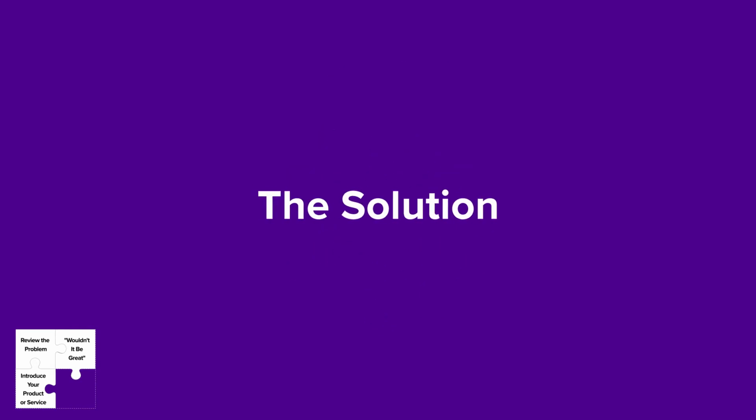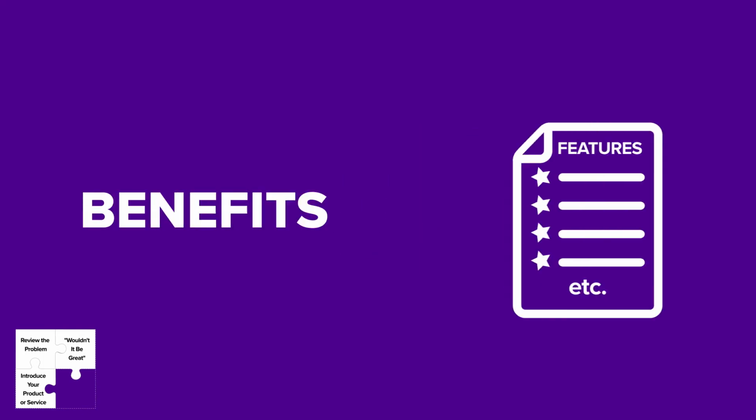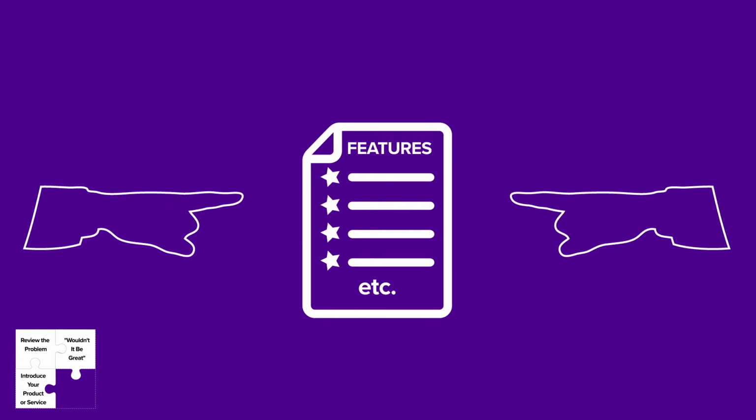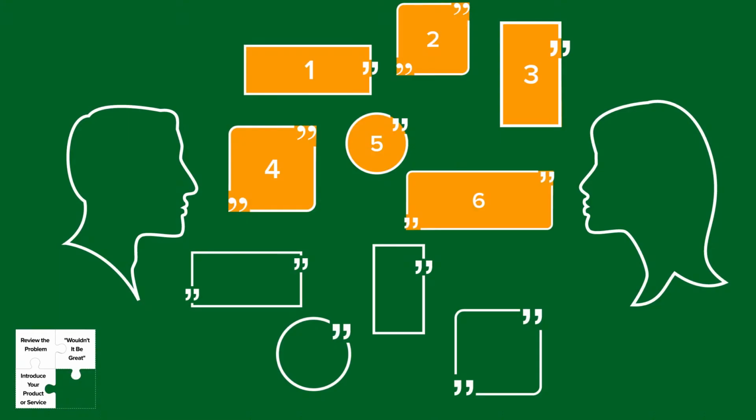The solution? Toss those features into a short list that has an etc. feel to it, and then focus on benefits. Why? Because when you list features, you are at the center of the discussion. When you talk benefits, the viewer is. It packs more of an emotional punch, and it means there's less detail they need to try to quickly absorb and remember. Now, back to the tally.